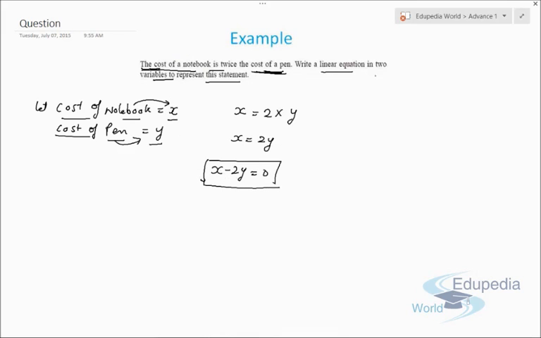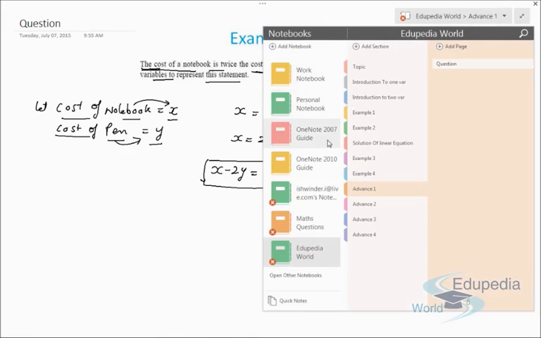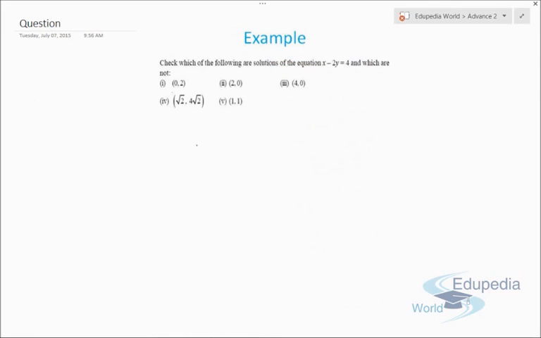Now let's discuss the next question. We have to check which of the following are solutions of the equation X minus 2Y equals 4. These are the given values. We have to check which of these values exactly solve the linear equation. Now we have the equation X minus 2Y equals 4.